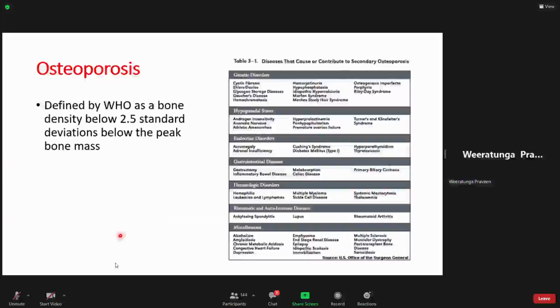Last thing is osteoporosis. The definition is here. All of you know that it is defined as bone density below 2.5 of the peak bone mass.